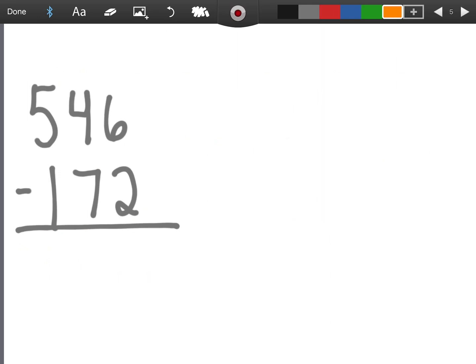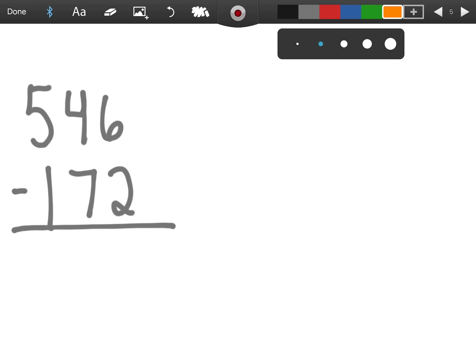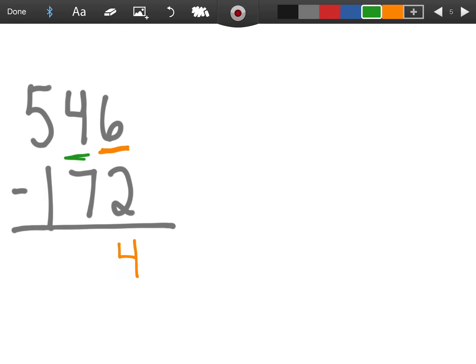We have 546 minus 172. So our first step is to look in that ones place and see if we can subtract. If we have 6, we can take away 2. That gives us 4. Then, second graders, let's look in the tens place. We have 4 tens and we want to take away 7. Oh no, we know we can't do that. So we've got to go to the hundreds, borrow 10, and the 4 now becomes a 14. And now we can take 14 minus 7, which gives us 7, and 4 minus 1 equals 3.